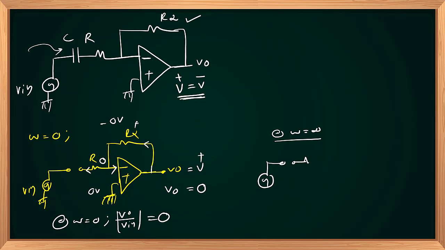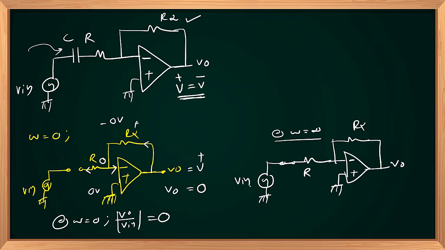At omega equal to infinity, the capacitor acts as a short circuit, op-amp, positive to ground, feedback R2, Vout. So it's our favorite inverting amplifier. So Vout is equal to minus R2 upon R times the input signal, hence Vout by Vin is equal to R2 by R with a negative sign.